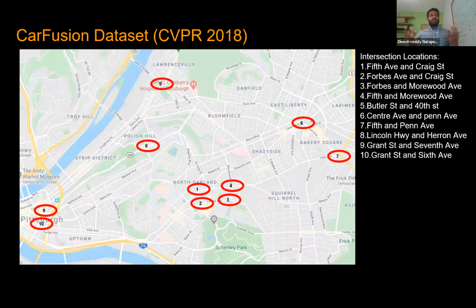So to do this problem, we introduced a CarFusion dataset where we went around and captured 10 intersections with 20 handheld cameras. So to get this multi-view information, we need a large setup of cameras. And to do this in the wild, we used 20 cameras.